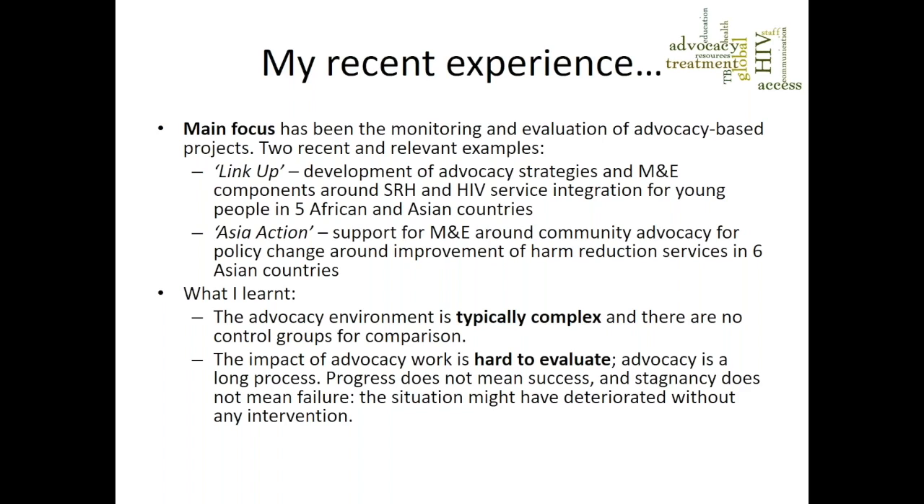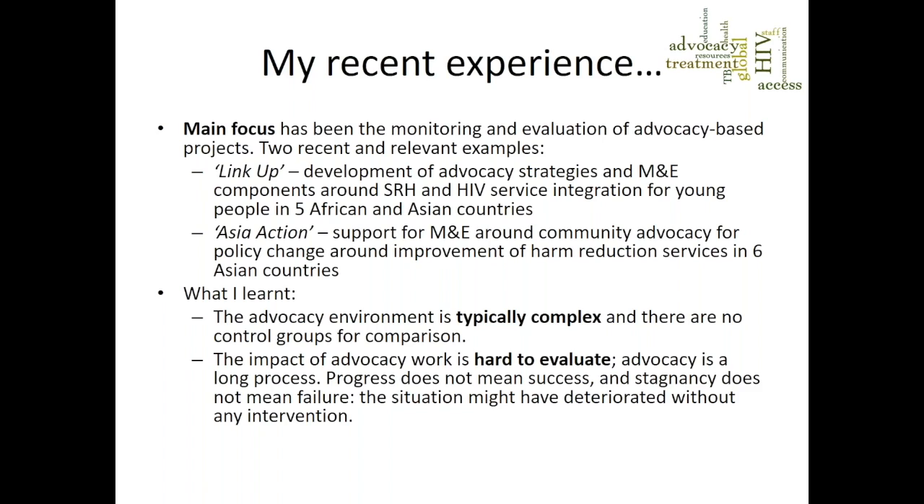What did I learn from doing these two bits of evaluation? Well, firstly, advocacy is complex. It's multifaceted, which makes it hard to evaluate, but it can be done. Secondly, because advocacy is such a long process, we often at the end of a project don't actually start seeing any impact from our advocacy, because that might spill over beyond the end of the project. And sometimes progress does not mean success, because it's very hard to attribute certain outcomes to advocacy activities.